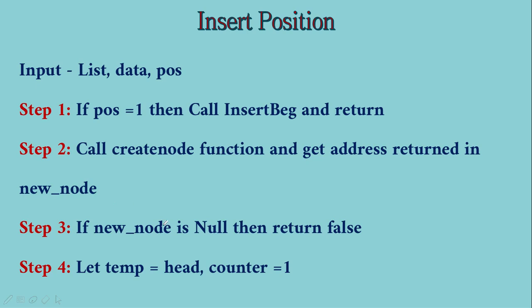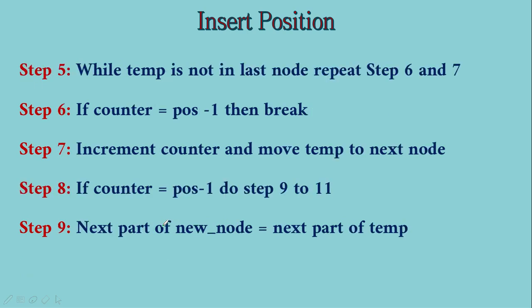If new node is null, this is an extreme case where your system does not have memory to allocate for the new node, right? That is very rare, may not happen at all. If that happens, then you have to return false. Otherwise, create a temporary pointer, make it point to the head, and your counter is equal to 1.